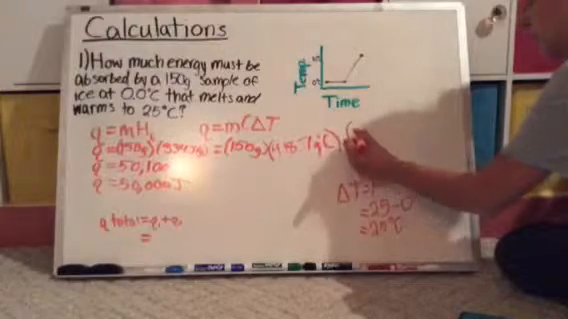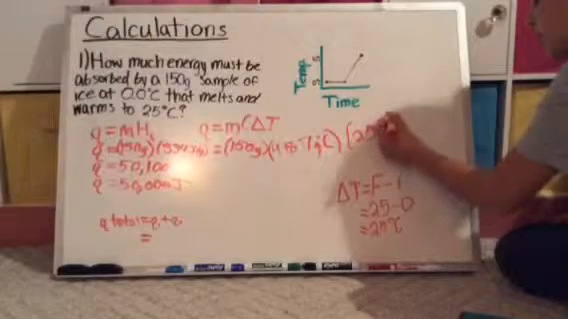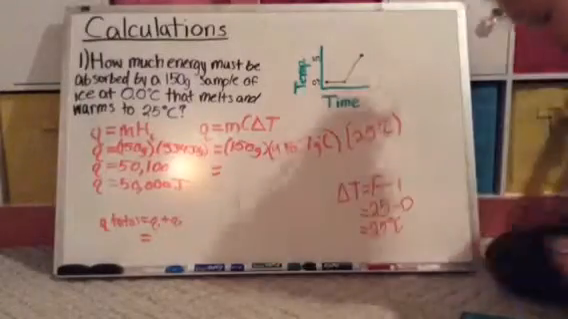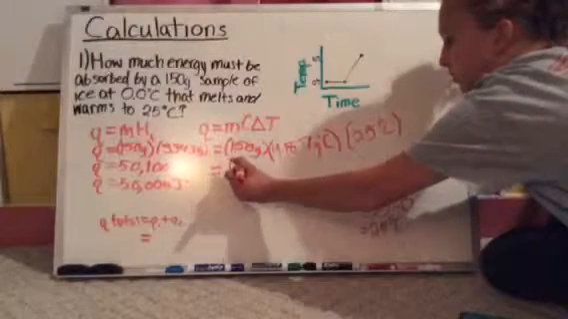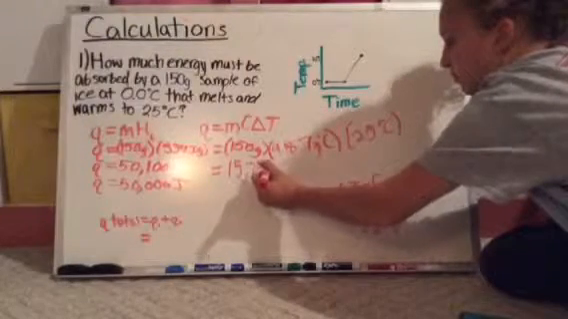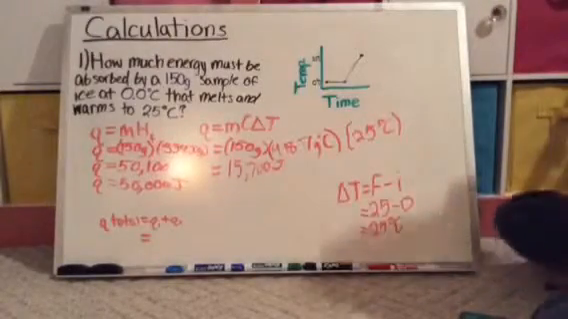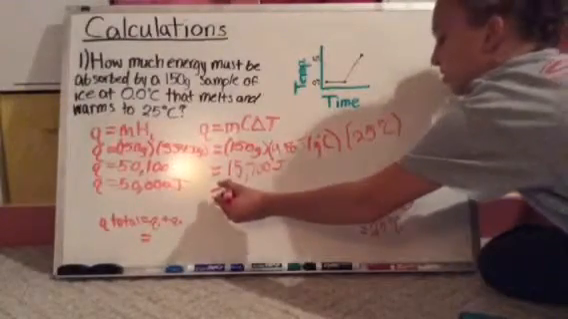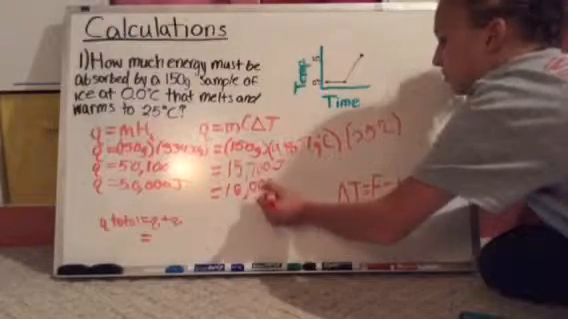So then we would multiply that all together. So everything times 25 degrees Celsius, which then equals 15,700 joules. And then because of sig figs, we would then round this to 16,000 joules.